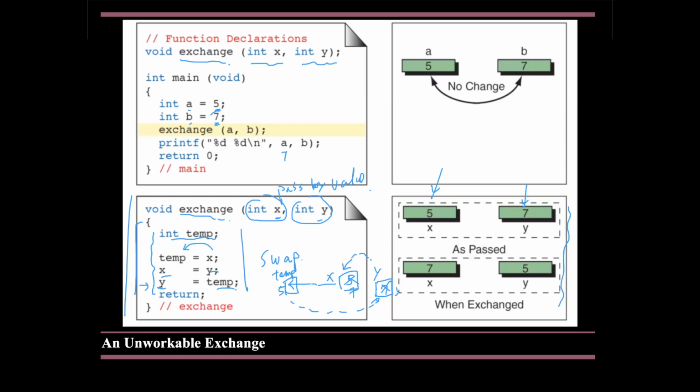Do you think A would be 7 and B would be 5 after this exchange? The answer is no, there's actually no change. The reason is that the effect of swapping happens inside the function, and whatever is inside the function is of function scope. Function scope is local to that function, which means even though x and y are being swapped in value, because they're passed in by value, the effect stays inside that function and does not persist outside of it. So this illustrates the exchange happening inside a function but not outside. This is the reason why the exchange is called unworkable.